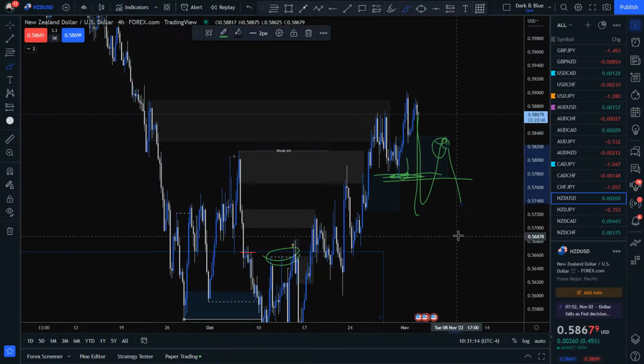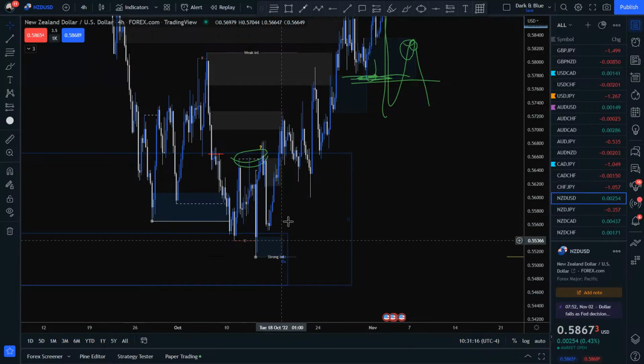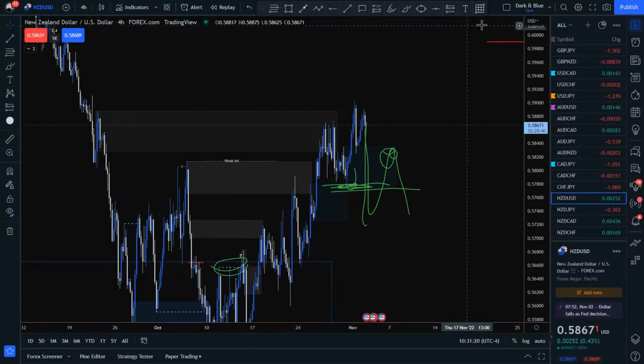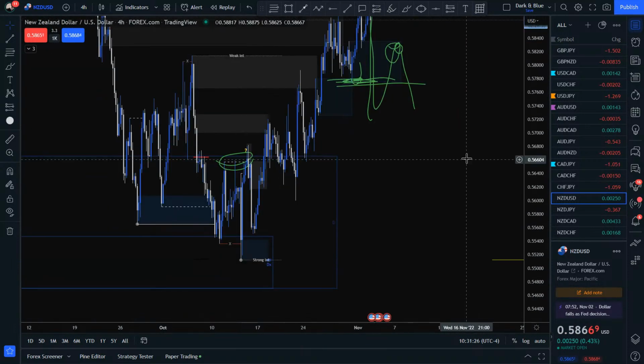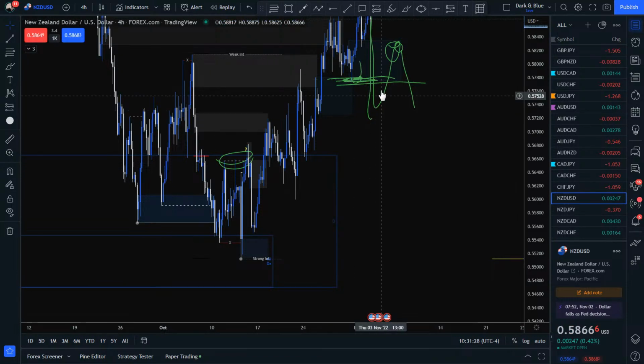Doesn't mean we're going to come to the lows. Doesn't mean that at all because we haven't gone into premium price yet. I believe this will happen. But if price breaks this low, take shorts to the next opposing demand zones.